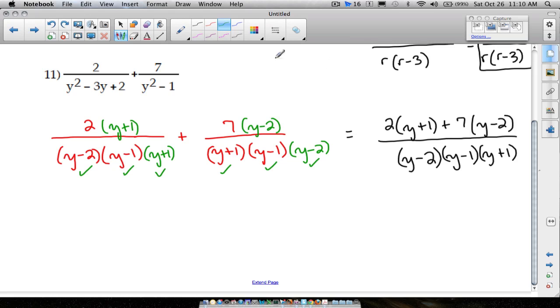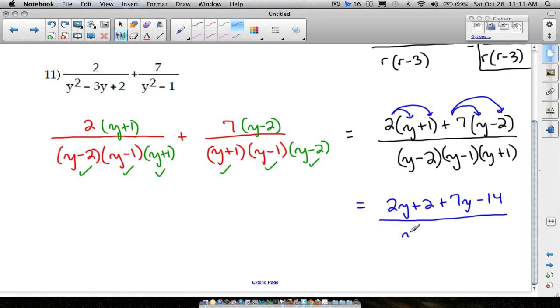And now let's clean up the top. Cleaning up the top, we distribute 2y plus 2. And then we have positive 7 times y. Notice I did say positive. We got to be careful in a few minutes when we do some subtractions. But that gives us 7y and minus 14. And this is all over y minus 2, y minus 1, y plus 1.